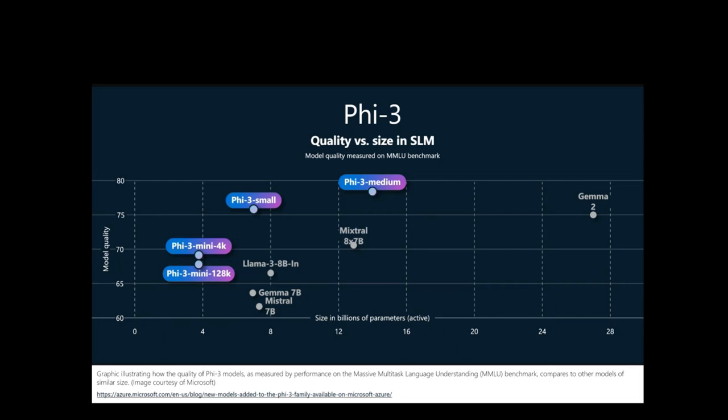Because X is the size in billions of parameters, and your y-axis represents the model quality, as measured by the performance on the MMLU benchmark. So you can see here the Phi-3 mini with 3.8 billion, which performs better than models, in fact, twice the size. And you see Phi-3 small, 7 billion parameters, and Phi-3 medium, 14 billion parameters, also perform much better. In fact, I'll talk about this in the 3.5 in greater depth.